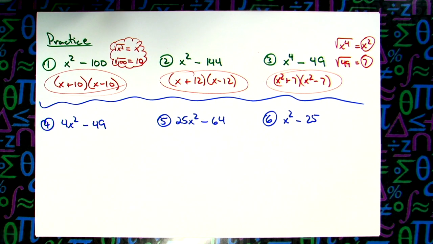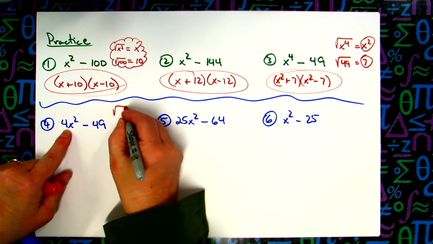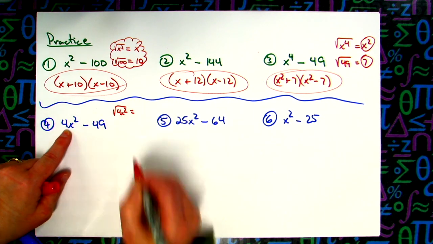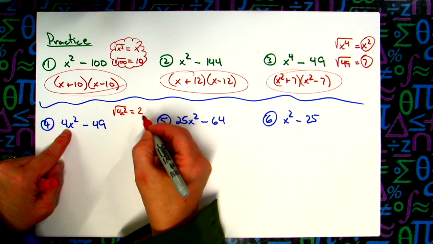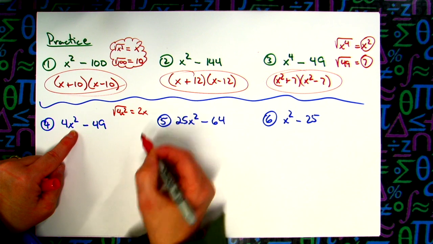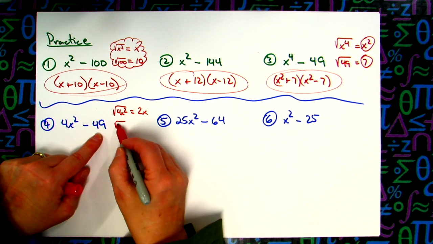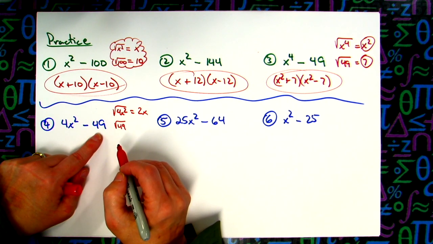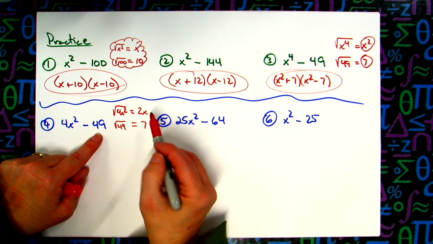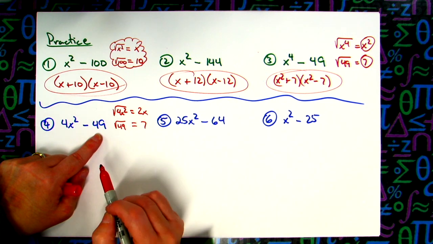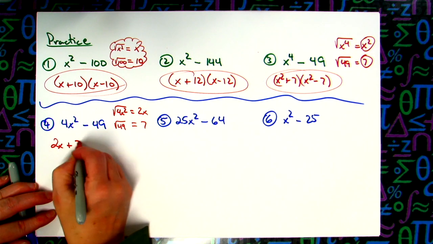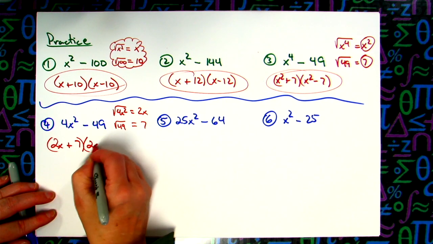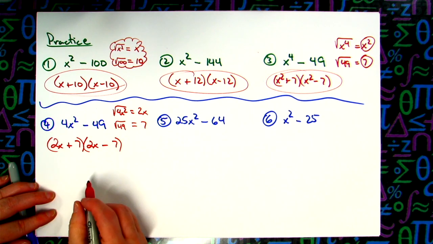Okay, we've got several people done. All right, can we take the square root of 4x squared? Yeah, because we can take the square root of the 4. What's the square root of 4? 2. What's the square root of the x squared? X. Can we take square root of 49? Yes, that is 7. So then I'm going to take the 2x and the 7, and then that's what I'm going to use. I'm going to write 2x plus 7, and then I'm going to write 2x minus 7.